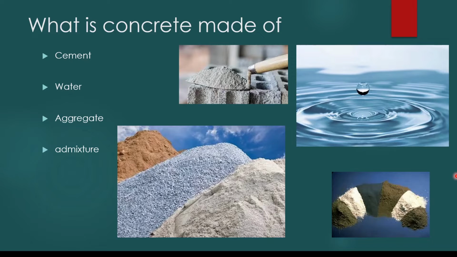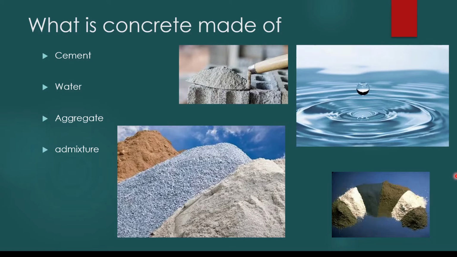What is concrete made of? The main components of concrete are cement, water, aggregate, and admixtures. So the main things are cement, water, and aggregate. Those things should be there to make the concrete. Admixtures we use to enhance the performance of the concrete. The reaction between cement and water creates a paste that bonds with the aggregate and creates the concrete. So the combination of these materials altogether is what we consider as concrete.